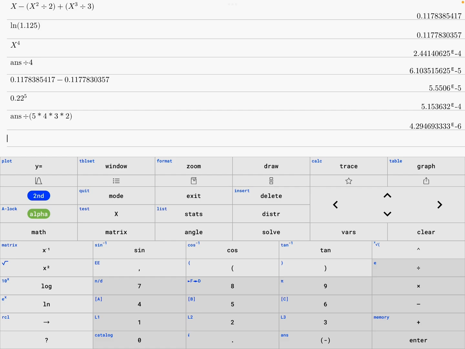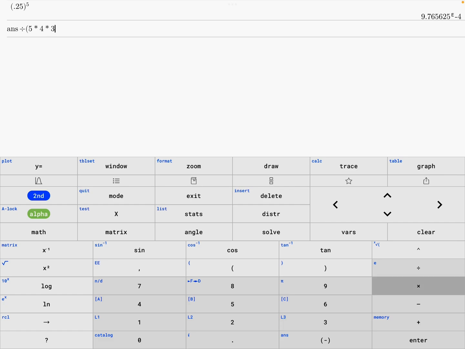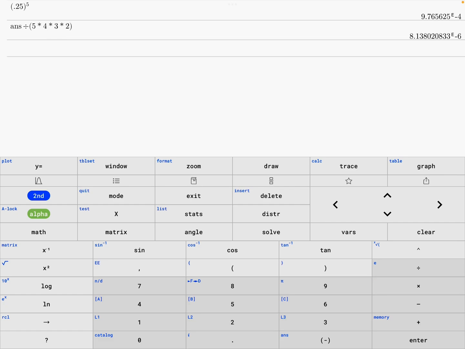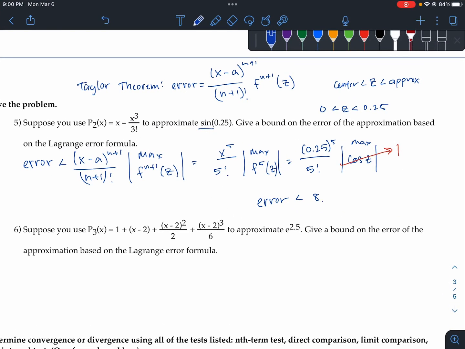Oh, I messed up. Hold on. So 0.25 raised to the 5th. Right, and then we're going to divide that by 5 times 4 times 3 times 2. There we go. So we get 8.138. Yeah, I thought it started with an 8. 8.138 times 10 to the negative 6. That's the most the error can be.